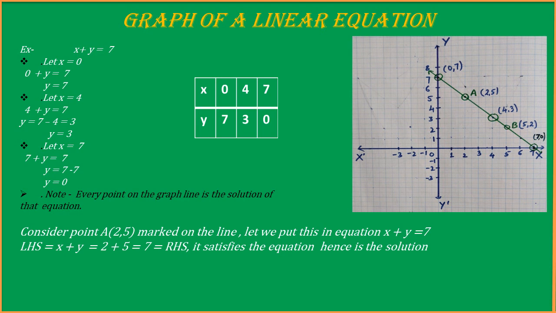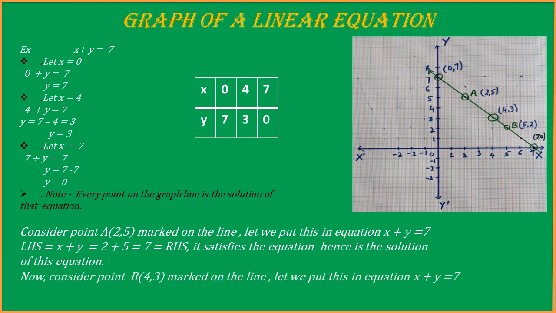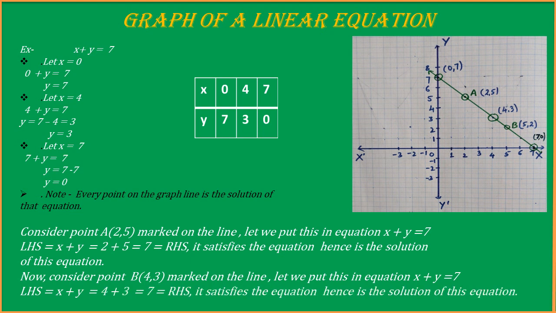Left hand side comes equal to right hand side, so we say it is a solution of the given equation. Let us take one more set of values. Suppose we took (4, 3) and put it in the equation. We see that it is also satisfying the equation. So this is a solution of this equation.